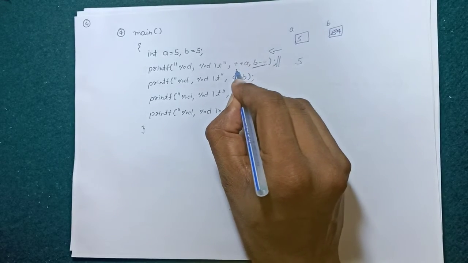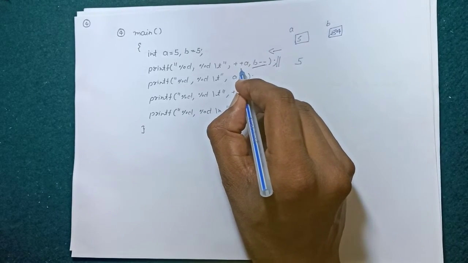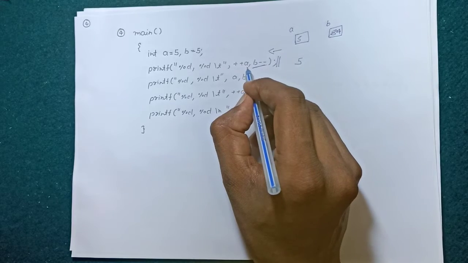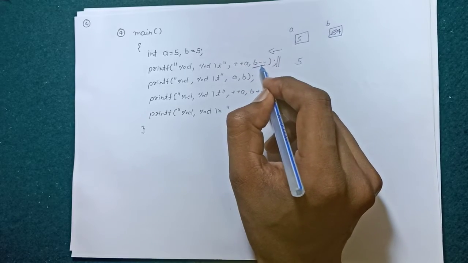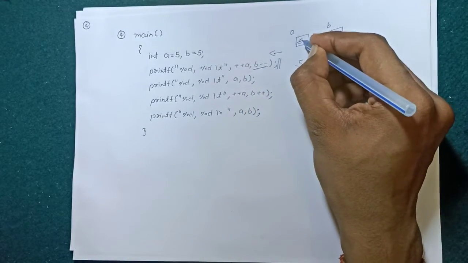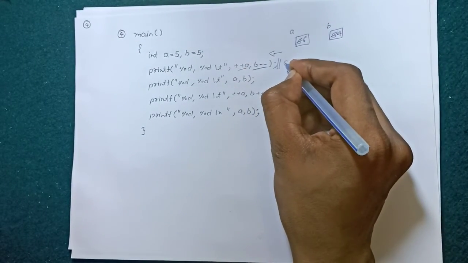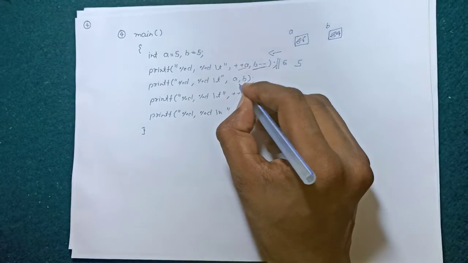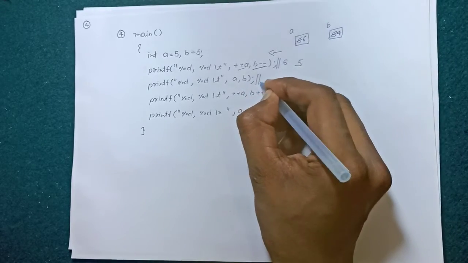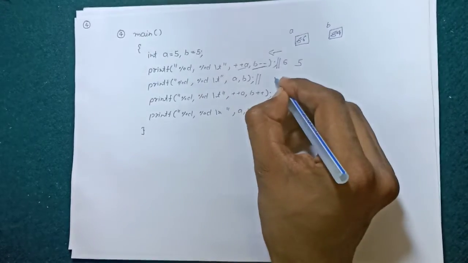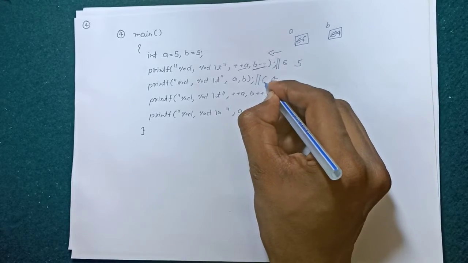Then we come to this expression. This is pre-increment. In this, first the value of a is increased, then it will print. Okay, now the value of a is 6, and then it will be printed. Here we are just printing the value of a and b. The value of b is 4 and the value of a is 6.